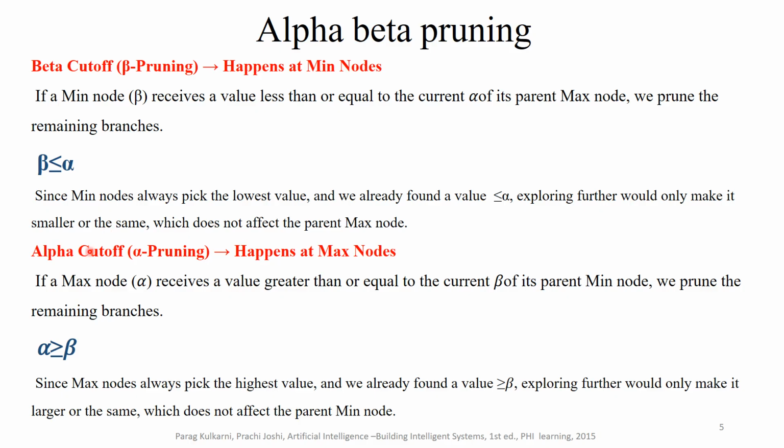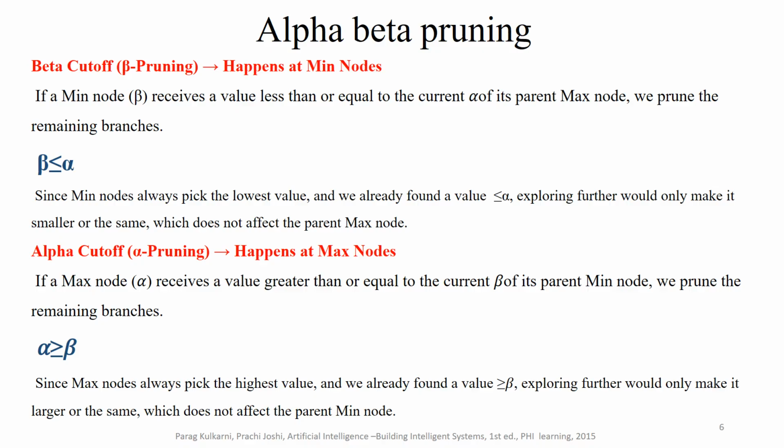Alpha cutoff, or alpha pruning, happens at max nodes. If a max node's alpha receives a value greater than or equal to the current beta of its parent min node, the remaining branches are pruned. So alpha greater than or equal to beta. Since max nodes always pick the highest value and we already found a value greater than or equal to beta, exploring further would only make it larger or the same, which does not affect the parent min node.